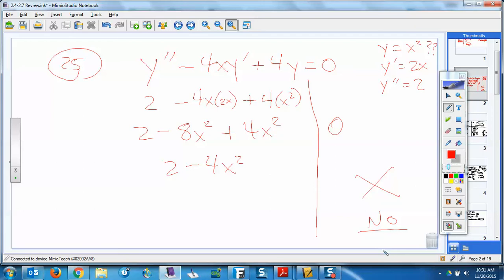But here we got y's, we got y primes, we got y double primes. Our solution is a y. So we plug stuff in for y, but we also plug its derivative in for y prime. We plug its second derivative in if there's a y double prime. Okay? So that answer is no. Anything else?